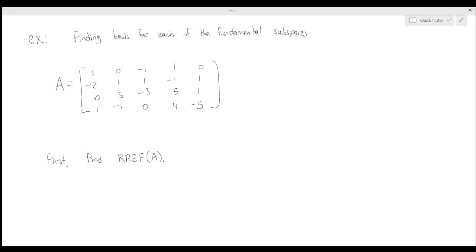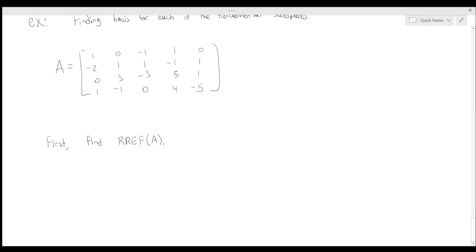Now, a question that I get a lot is, do we have to reduce that all the way to the reduced row echelon form, or can we simply leave it in the row echelon form? So the answer to that is technically yes. You can just reduce to a row echelon form. You don't have to put it all the way into the reduced row echelon form. But I do find that the problem is easier, in my opinion, if you go all the way to the reduced row echelon form. Okay? And so that's just what I'm going to do.